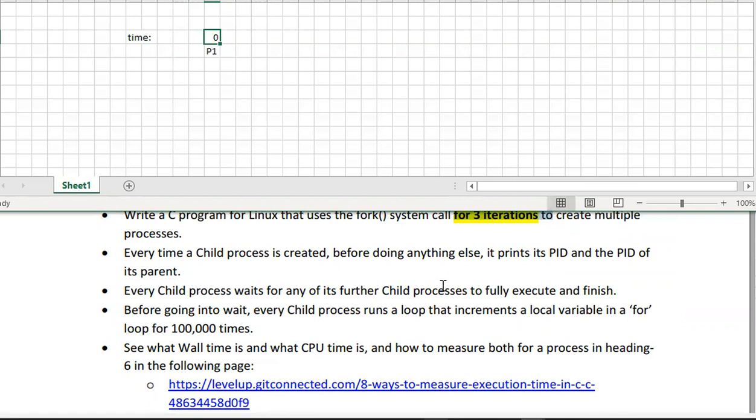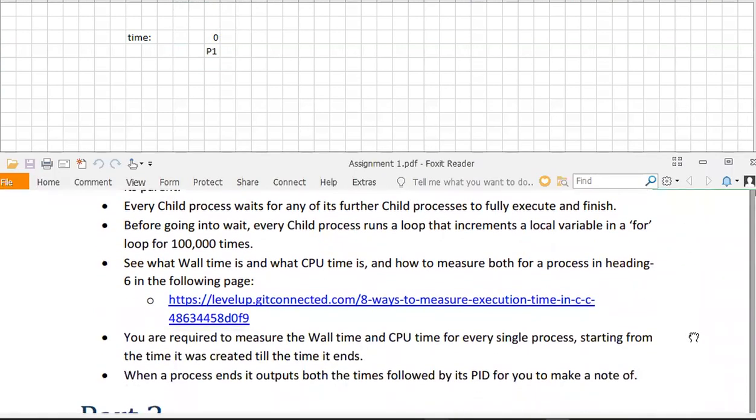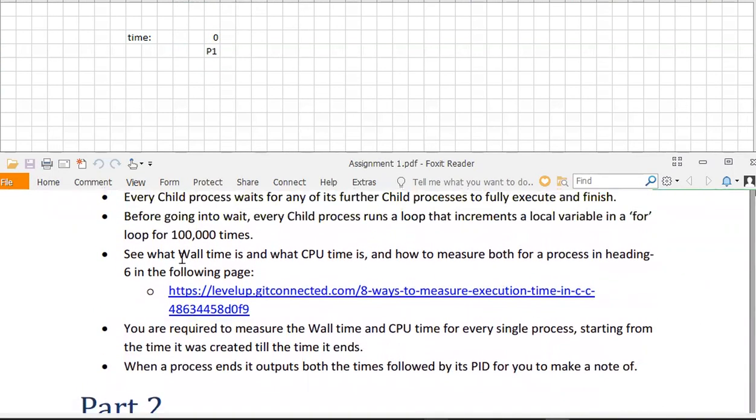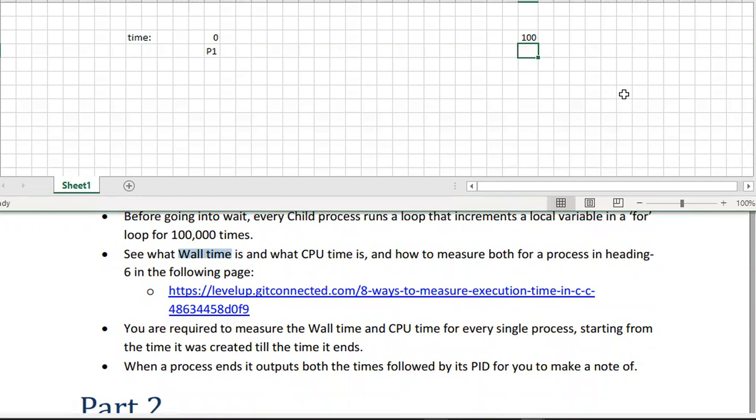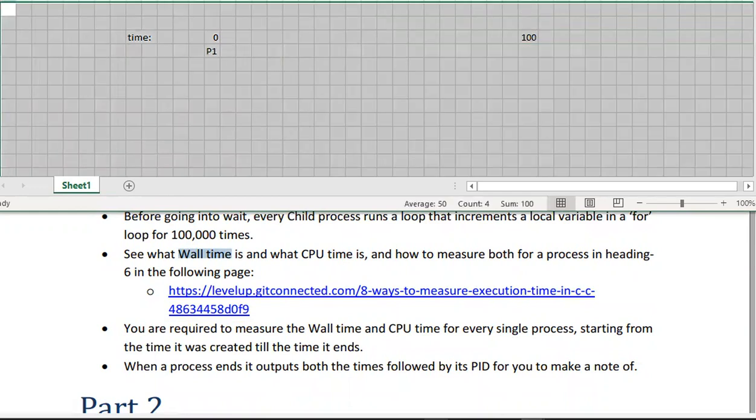There are two times that can be obtained for a process. One is called the wall time and the other one is called the CPU time. Wall time is the time that the process takes to fully run from the beginning till the end, from the starting of the code until it finishes execution. So P1 starts over here, and for example, P1 ends at, let's suppose, 100 milliseconds, right? So all of this time is for P1.